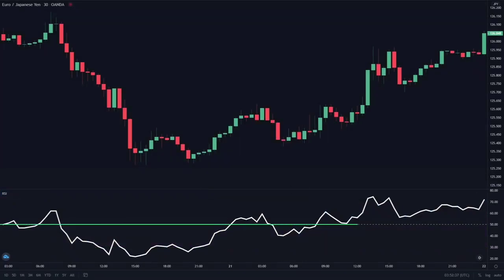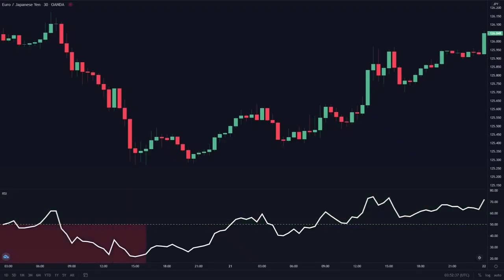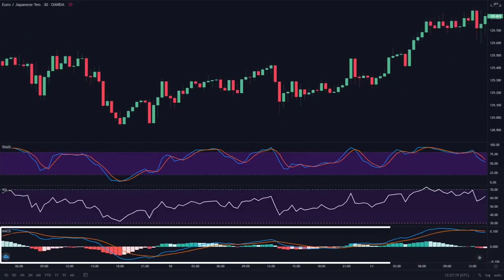So now we have a single line in the middle like this, and the way we use it to confirm a trend is very simple. If the RSI is above the middle line, it means that the price is on an uptrend, so you only take buy positions. And if the RSI is below the middle line, it means that the price is on a downtrend, so you only take sell positions. Now let's move on to the third indicator, which is the MACD.